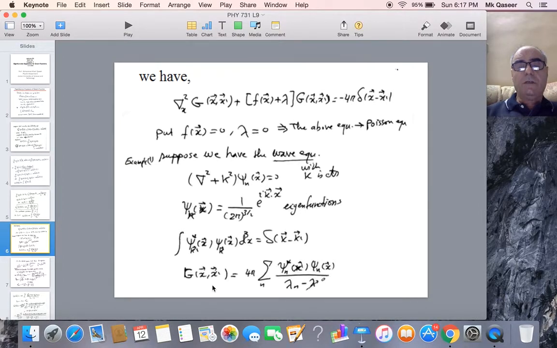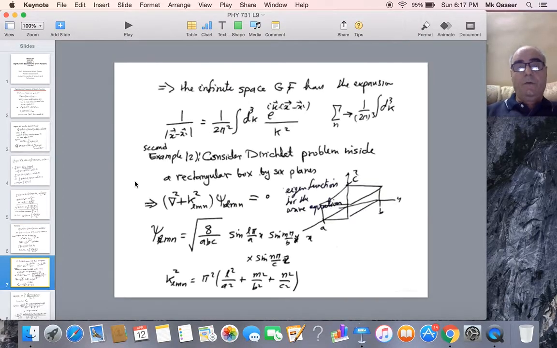Now we have G is 4 pi times the summation over n of psi n star psi n of x over lambda n minus lambda, where we assume that lambda is equal to 0. So the infinite space Green's function now has this expression where we convert the summation into integration. Sum over n becomes the integral of 1 over (2 pi) to the power 3 d3k. So we get this expression. I already derived this in previous lectures.